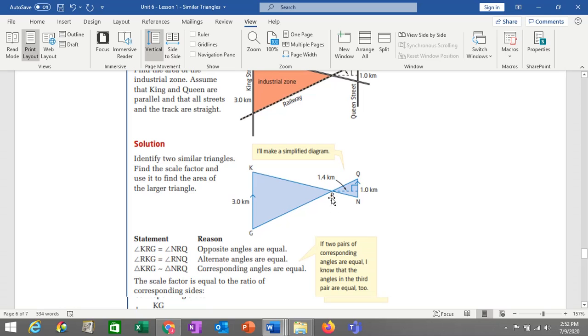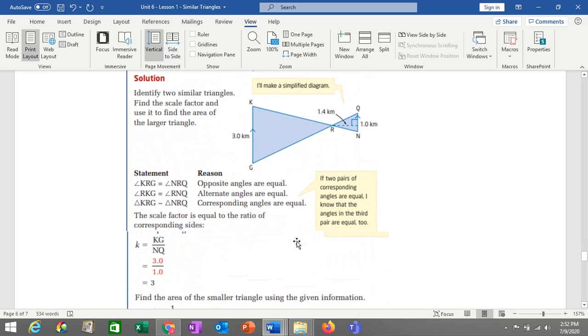And that's easy enough because if you look at angle GRK and angle NRQ, they form an X. So by opposite angles, you could say that those 2 angles are the same. And then you can do this in other ways here. You've got G, K, N, and Q forming a Z pattern. So that means that angle GKR is the same as RNQ. That forms a Z pattern. So you've proven 2 angles are the same, so that's enough. Therefore, they're similar.